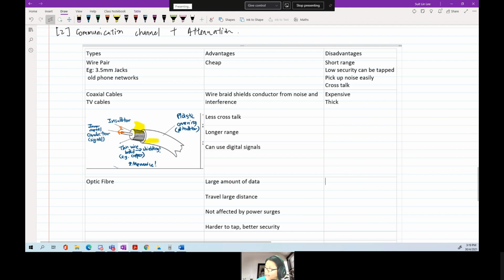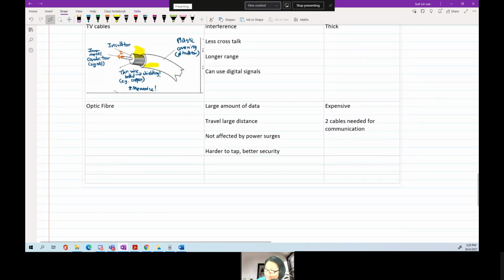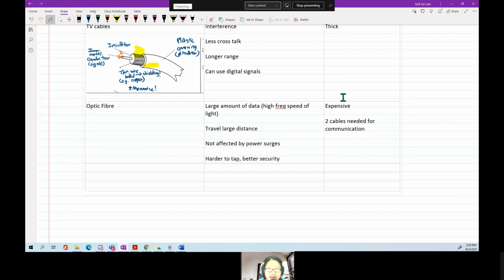So as you can see, the cable is improving, but as we improve, it becomes more expensive. Okay, and then 2 cables needed for communication. So if you change from your broadband to Unifi in your house, you will notice that the person has to come and drill a hole in your wall to install a second cable. Okay, this is the reason why. But this is very fast. Speed of light. High frequency speed of light. Yeah. All right, next. Satellite dish.